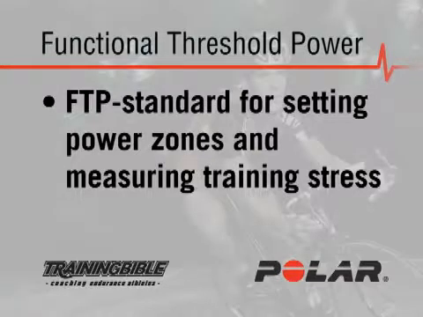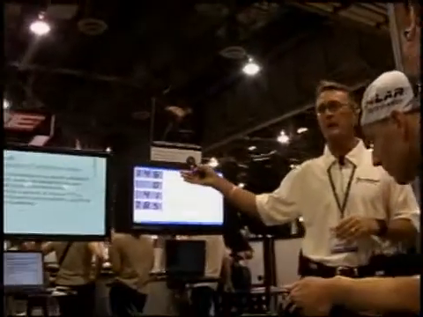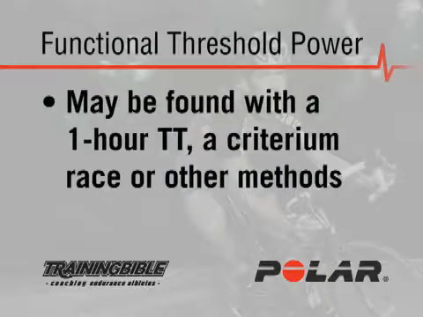The thing we compare it with is what we call functional threshold power. The way you find it is very simple, and you can do it many different ways. One way is to simply go out and do a 1-hour time trial. So you just ride your bike for 1 hour as hard as you can. Your average power when you got done is your functional threshold power.